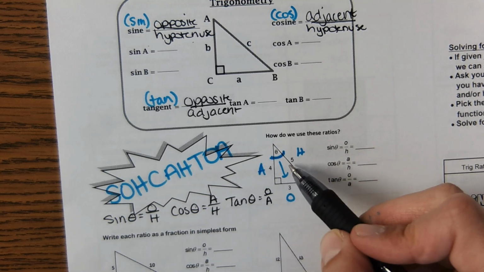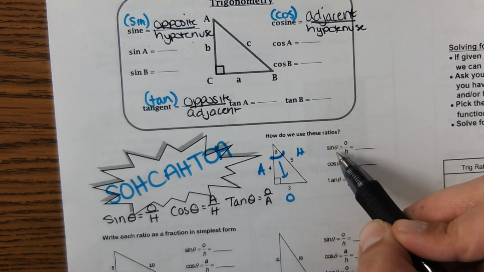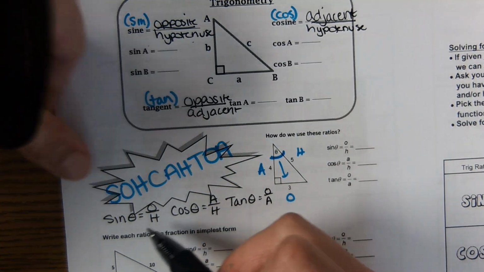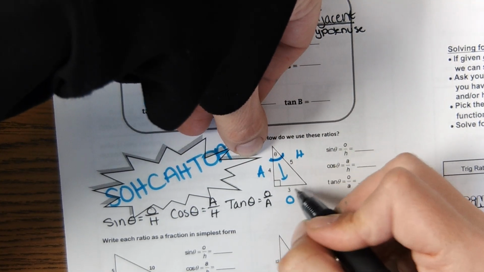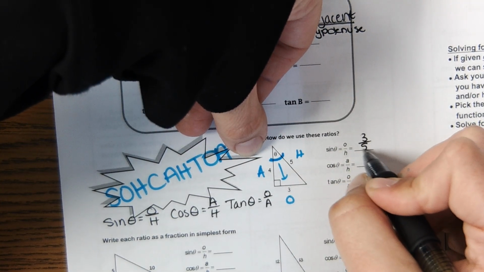And so we're going to use these numbers to set up the ratio. So sine of theta is O over H. Again, O over H. So now we have it labeled. It's just 3 over 5. We just take the number 3 over 5.